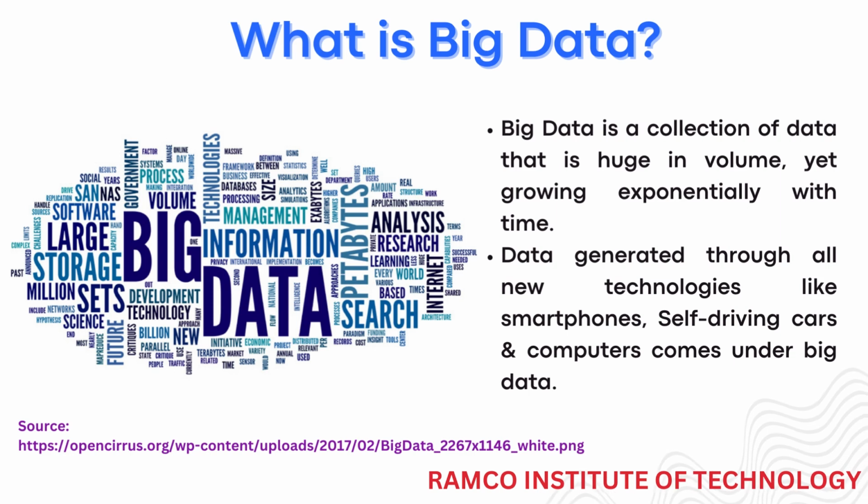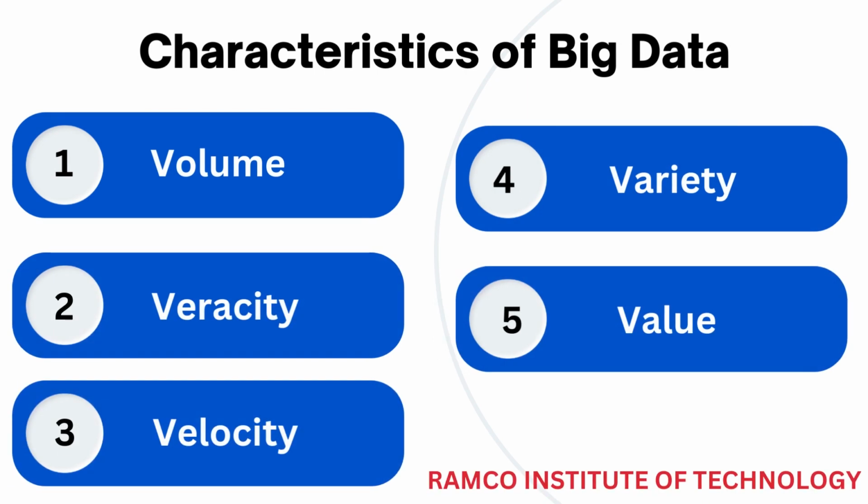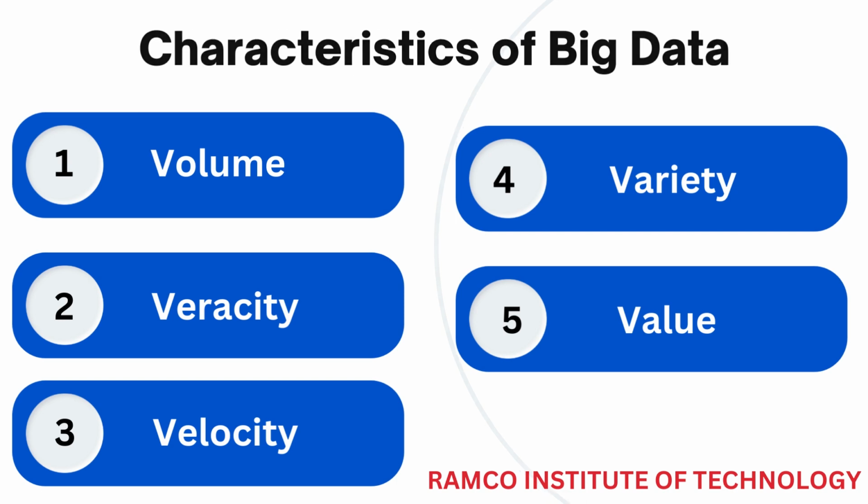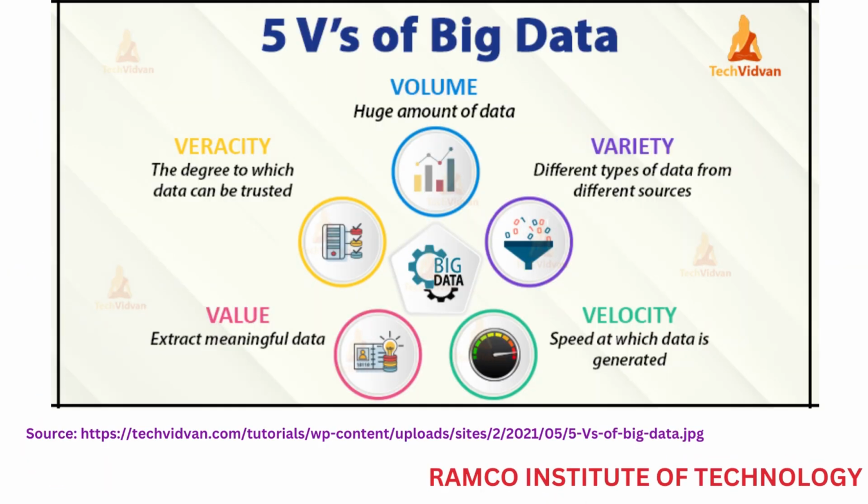What is big data? Big data is a collection of data that is huge in volume yet growing exponentially with time. Data generated through all the new technologies like smartphones, self-driving cars, and computers comes under big data. Some of the characteristics of big data include volume, veracity, velocity, variety, and value. So these are called the 5 V's of big data.